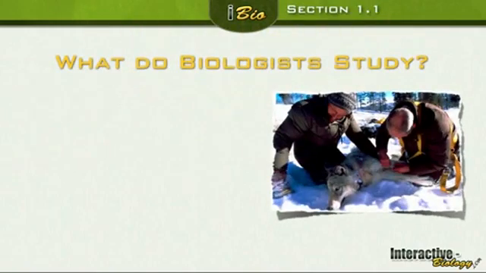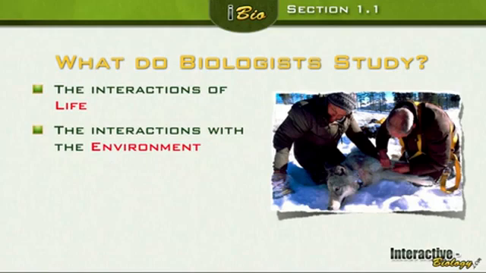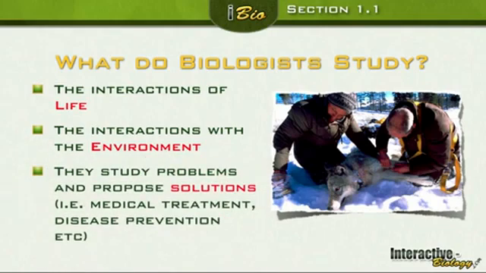All right, what do biologists study? Number 1, they study the interactions of life. No living thing exists in isolation. It interacts with other living things. Not only does it interact with other living things, but it also interacts with what? Non-living things. It interacts also with the environment, the stuff around us, our surroundings, whether it's other living things or non-living things. In biology we're studying not just the living things, but how they interact with the environment. And they study problems and propose solutions.